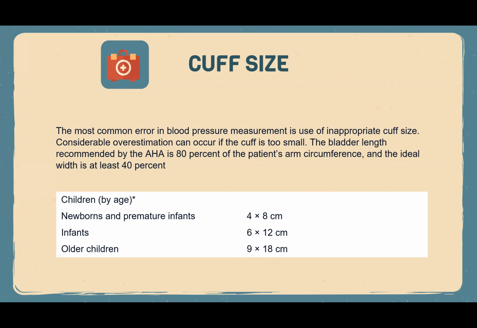So basically, it is determined by the age. For newborns and premature infants, usually 4 by 8 centimeters, for infants usually 6 by 12 centimeters, and for older children it is 9 by 18 centimeters.